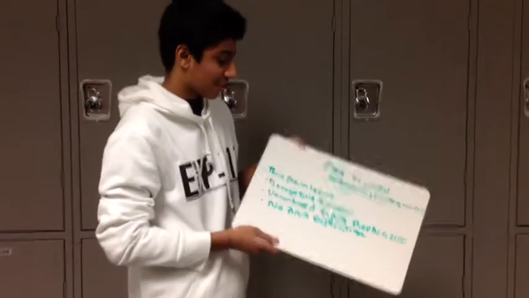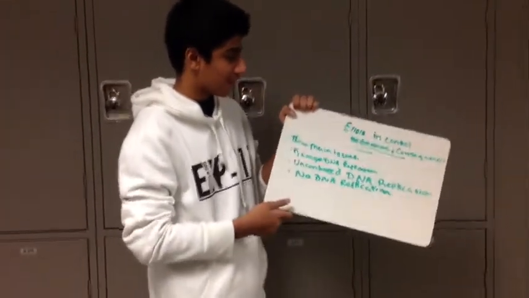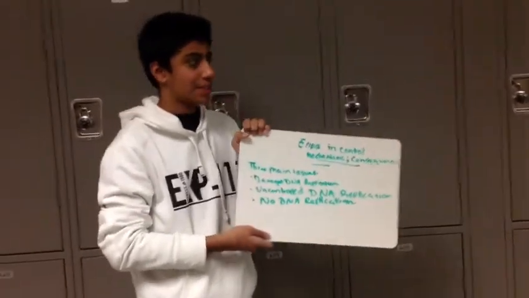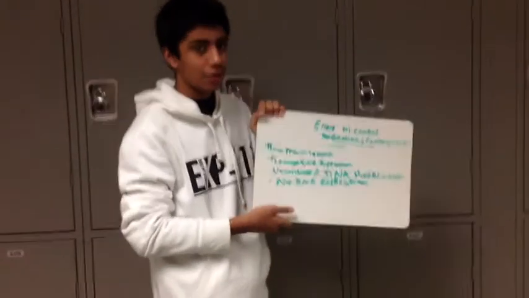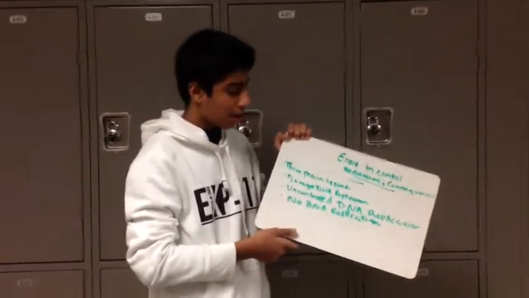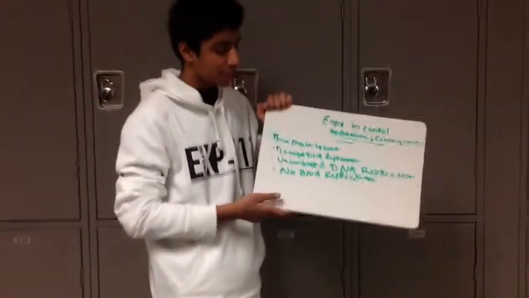Errors in control mechanisms and consequences. The main issues are damaged DNA replication, which leads to mutations. Uncontrolled DNA replication leads to excessive cells, so that can be cancer and tumors. And then no DNA replication can lead to no growth, no repairing of damaged cells, and then we won't be able to reproduce. These are some major errors.